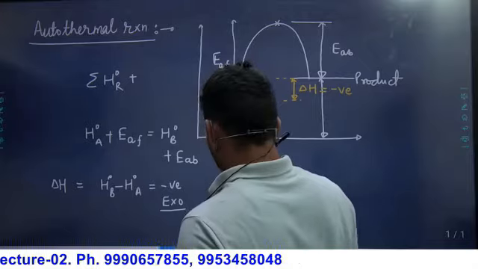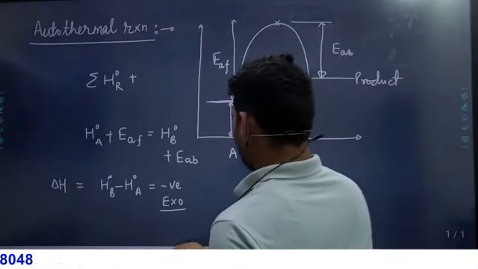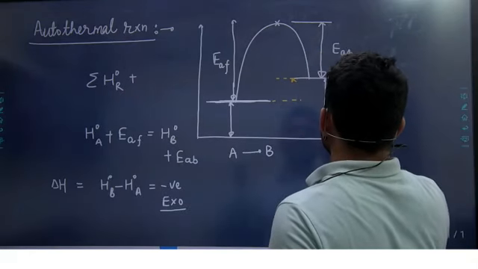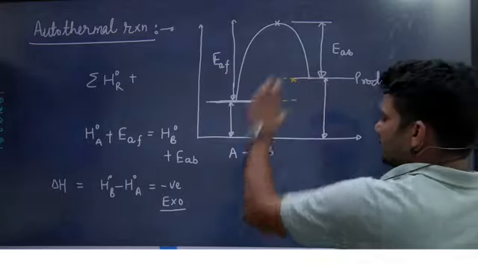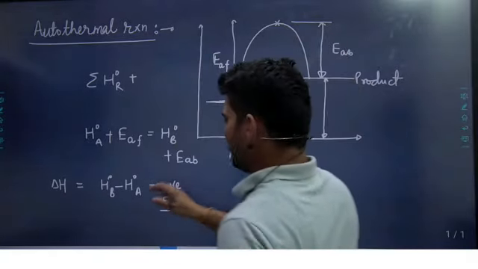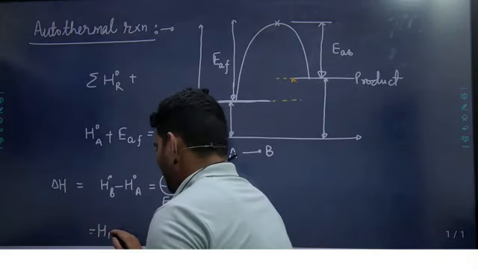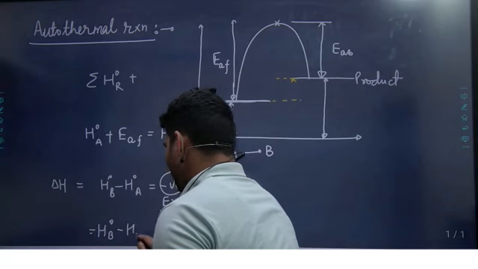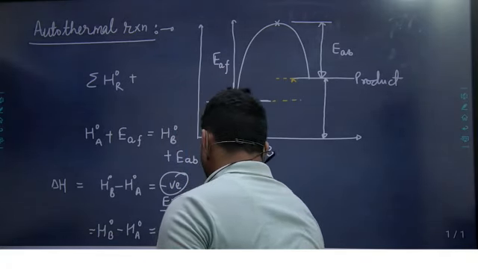If I am taking this case, what we are finding is that the product has higher energy as compared to the reactant. Just for this diagram, I am telling you: if you are finding it negative, that is an exothermic reaction. If it is positive, that reaction will be an endothermic reaction.